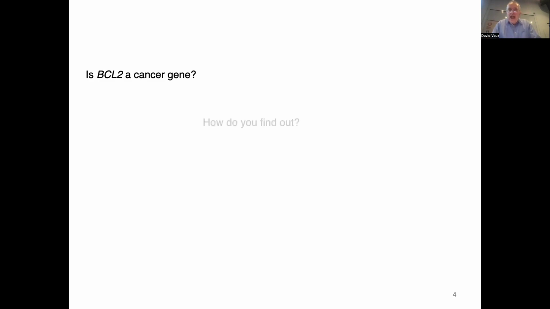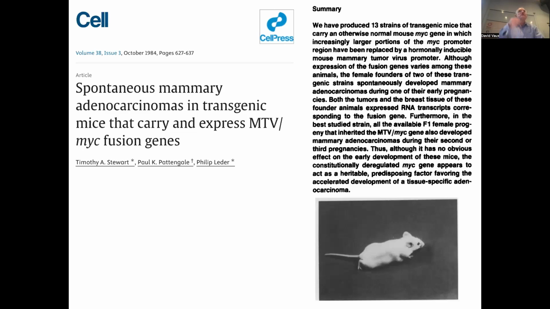But the question is, well, how do you find out if BCL2 is really a cancer gene? One powerful way to test it is to make a transgenic mouse. Now, the first transgenic mouse that was made expressed another cancer gene called the MYC gene. Interestingly, although the MYC gene was first found in a leukemia virus in chickens, it is also translocated in a different kind of lymphoma called Burkitt lymphoma. And MYC turns out to regulate cell growth.